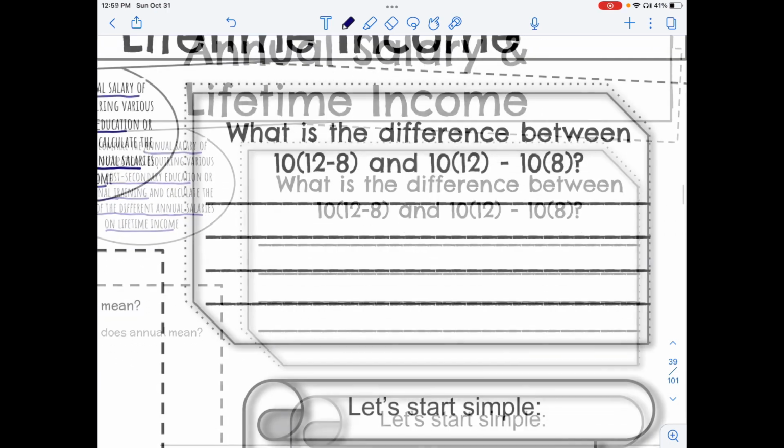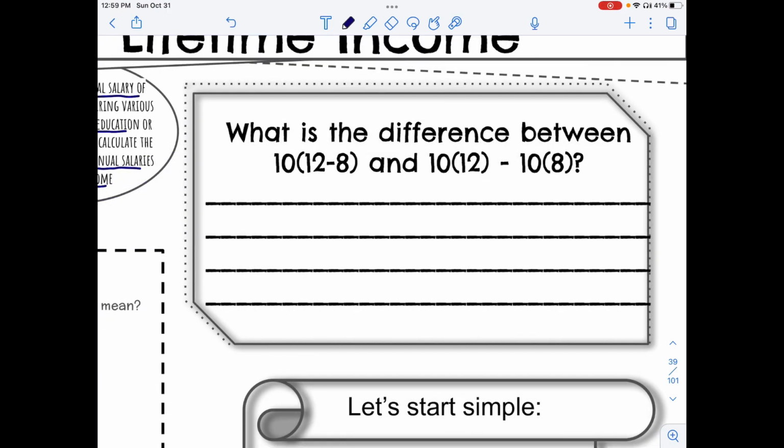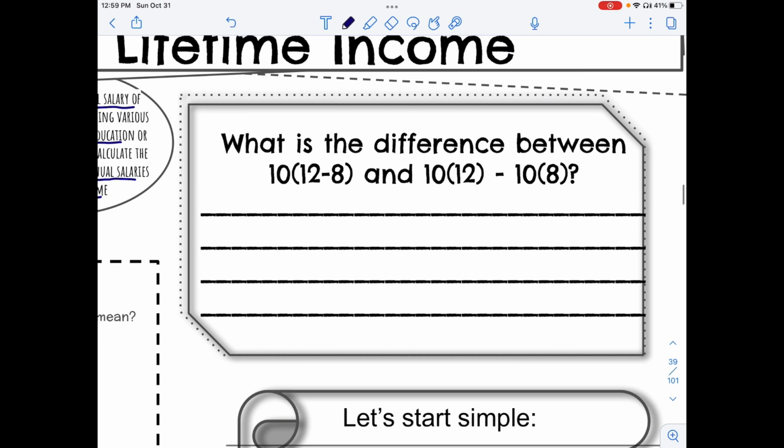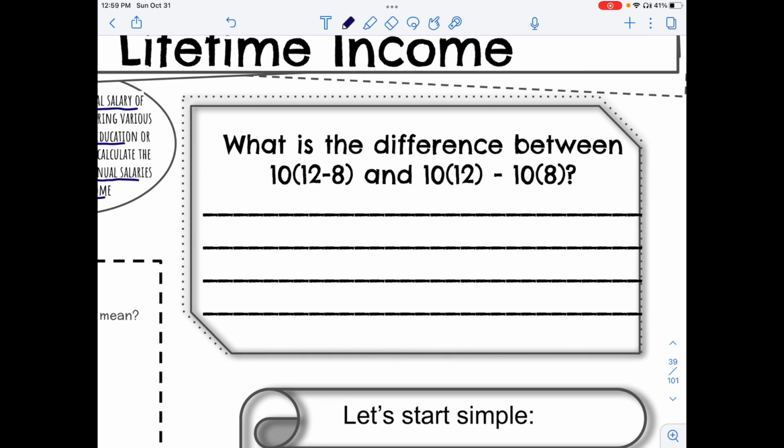Okay, let's get started. What is the difference between 10 times 12 minus 8 and 10 times 12 minus 10 times 8? This is where we have to remember order of operations from 5th grade. In the first problem, I'm going to subtract first and then multiply. So I have 10 times 4, which equals 40. In the second problem, I'm going to multiply twice and then subtract. So I have 120 minus 80, which equals 40.